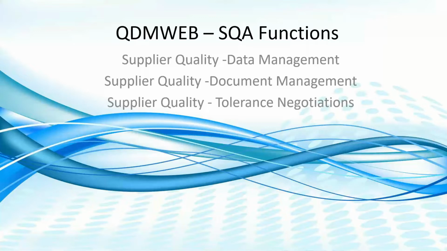So there's a wide range of activity that happens between an SQA, a supplier quality engineer, and the supplier's contact itself. And for those tolerance negotiation sessions, we have a tool built into QDM that can handle that very efficiently, which is a huge plus with the system. So we're going to talk about those three topics today.